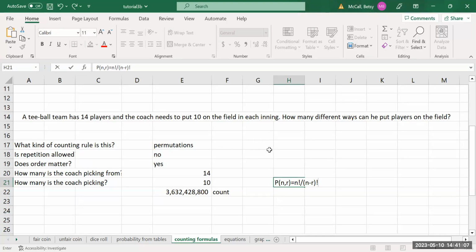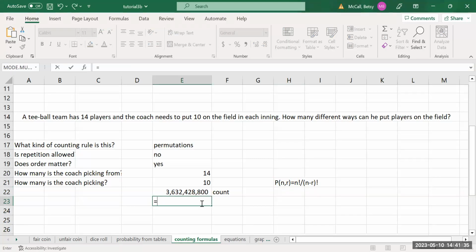So we said if we were using the multiplication rule, 14 times 13 times 12 times 11 times 10 times 9 times 8 times 7 times 6 times 5 is our 10th character. We need to get rid of 4, 3, 2, and 1. And so this will become 14 minus 10, which is 4 factorial. And so it's telling us to cancel off these last 4 terms.